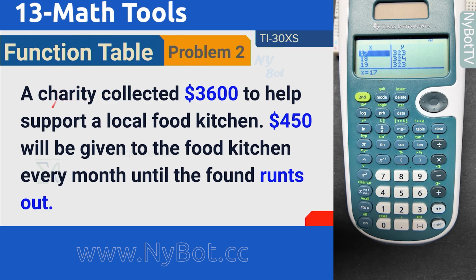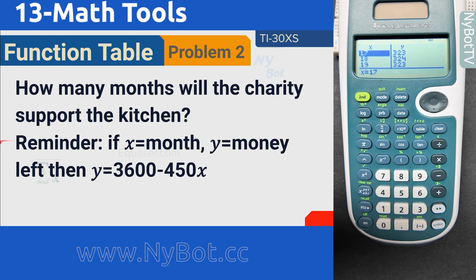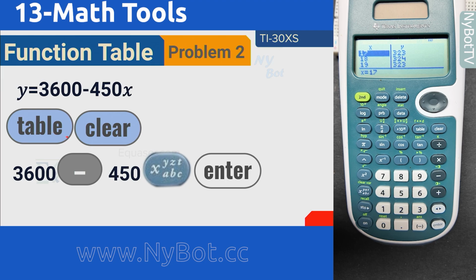So this is problem number 2. A charity collects $3,600 to help support a local food kitchen. $450 will be given to the food kitchen every month until the fund runs out. How many months will the charity support the kitchen? So remember, if x is equal to months and y is equal to money left, then y is equal to 3,600 minus 450 times x. So let's go to the table and enter our formula.